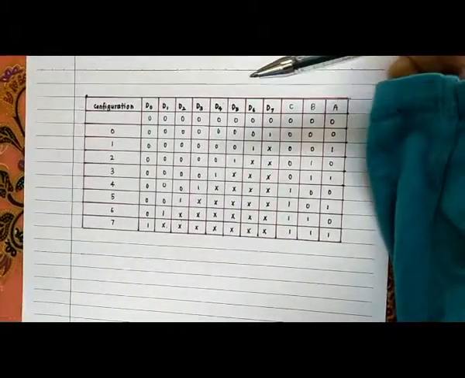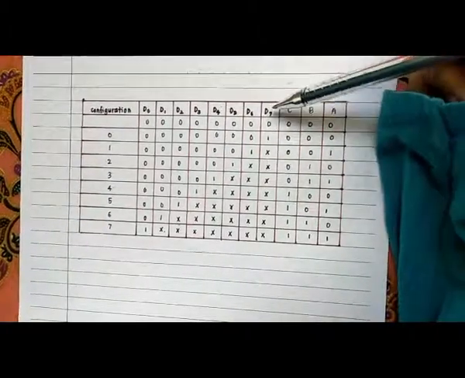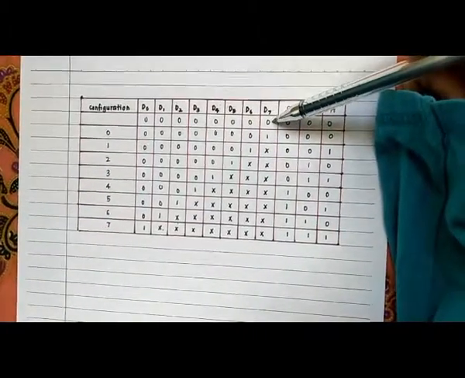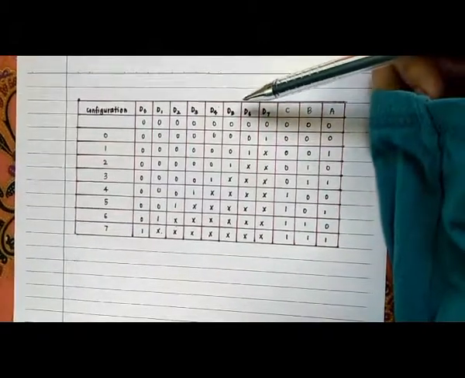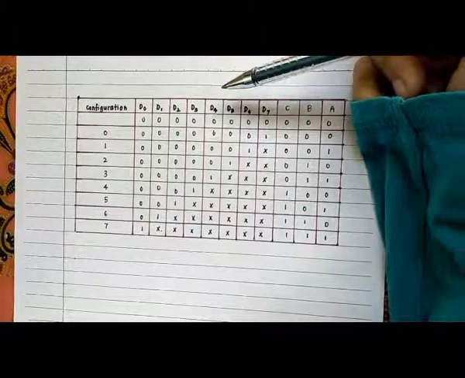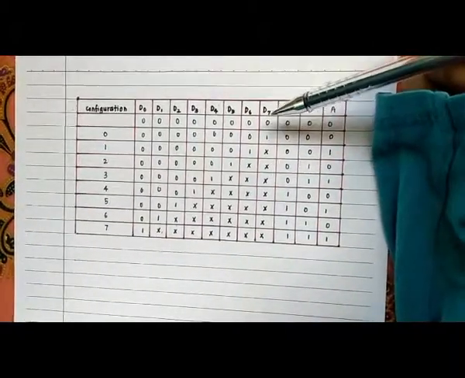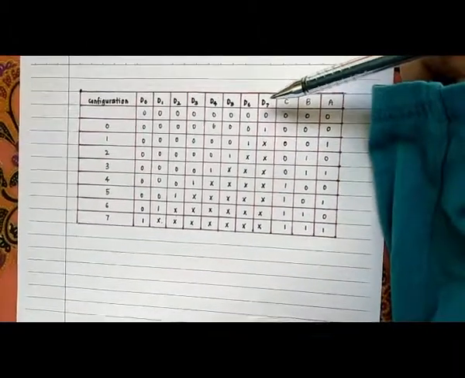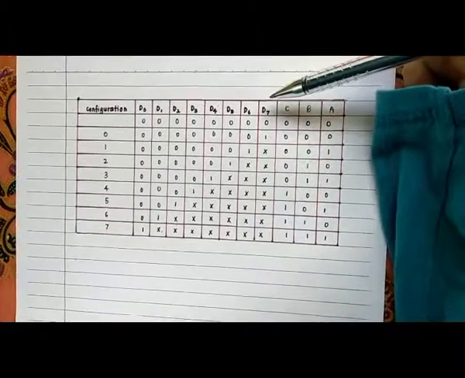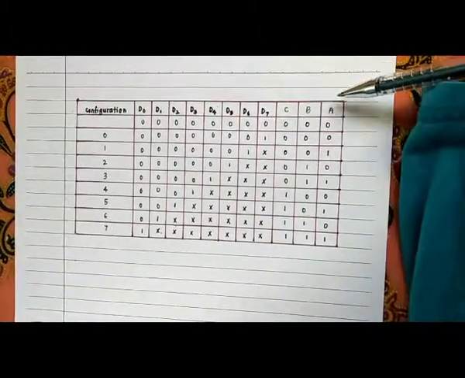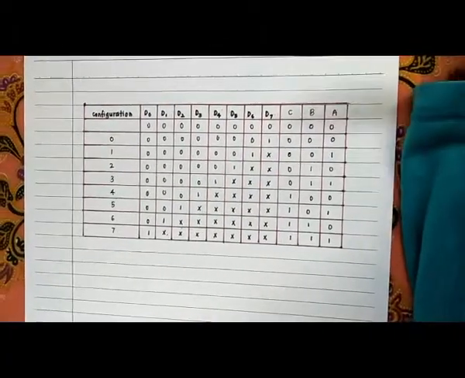The last question asks for the logic status of output bits if D7 is in logic 0 state and the logic status of the other inputs is not known. Okay, since D7 is active and has the highest priority, it will be encoded irrespective of the logic status of other inputs. Therefore, the output bits will be A equal to 0, B equal to 0, and C equal to 0.